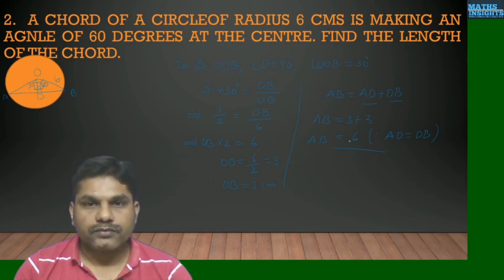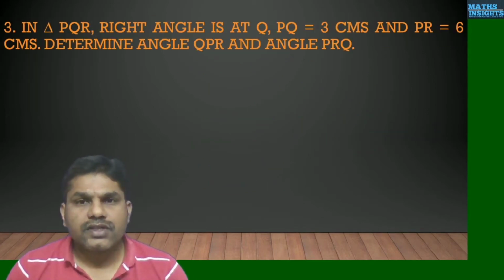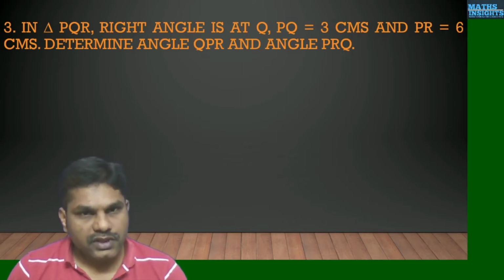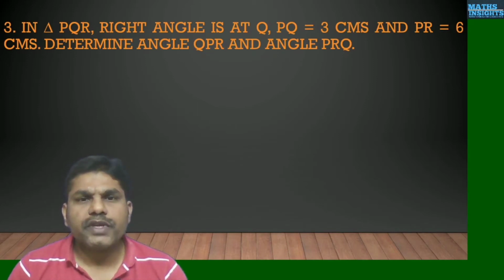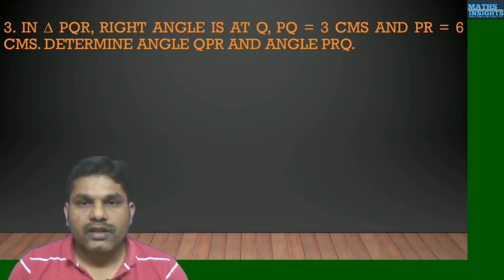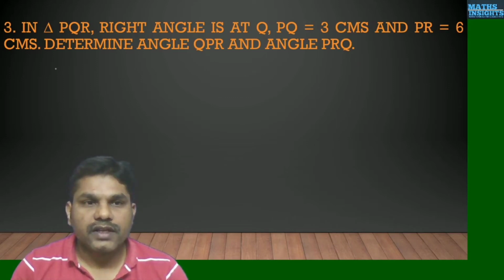So if you know this, it will become very useful. Going to the third problem. In triangle PQR, the right angle is at Q, and PQ is equal to 3 centimeters and PR is equal to 6 centimeters. Determine angle QPR, means angle at P, and angle PRQ. I am writing the triangle here, that is P, Q, R. PQ length is given as 3 centimeters and PR length is given as 6 centimeters.